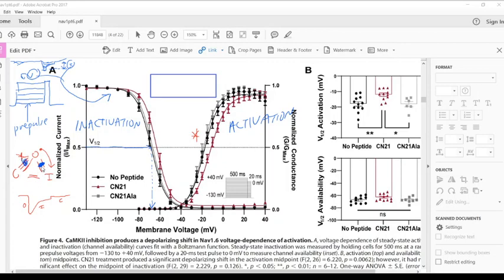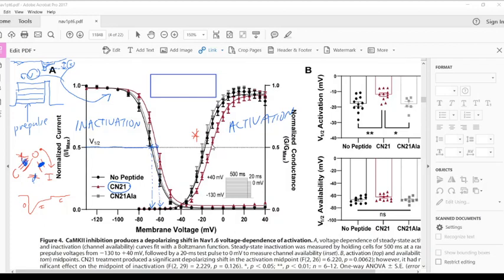So we've got activation and we've got inactivation. And there are also similar ways of doing this with here, but that's not looked at in this study. And the key point here is that for CN, in the presence of CN21, this shift here is significant. It's shifting inactivation to the right, to a more depolarized level. So in other words, the voltage at which half of the inactivation occurs is slightly more positive. So they're inactivating at a higher membrane voltage. So you're getting less inactivation.